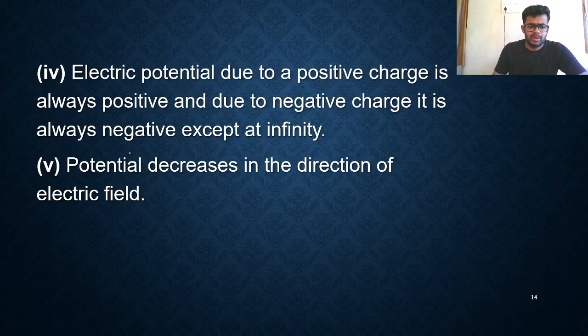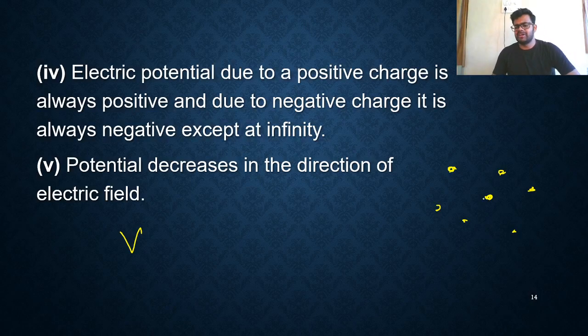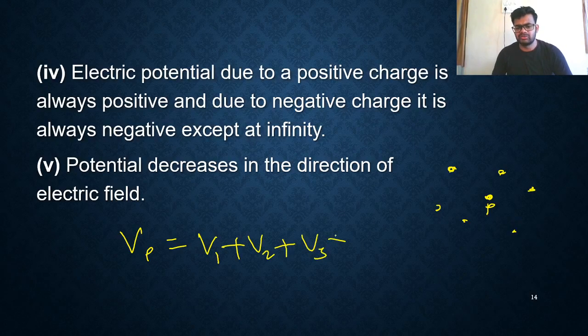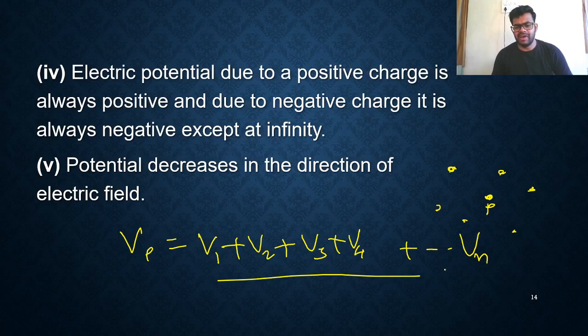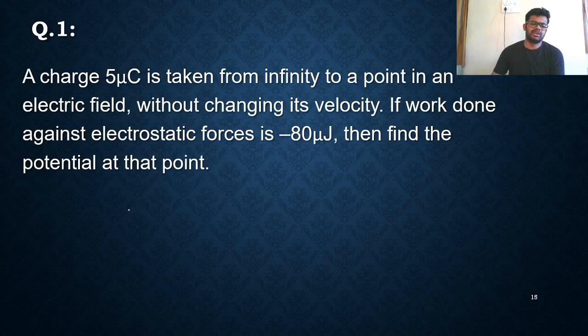Next, potential is a scalar quantity, so we can add it directly. Let's say I have a system of particles, 1, 2, 3, 4, 5, 6, and this is some point P. At point P, the potential due to all will be added: V1 plus V2 plus V3 plus V4, up to Vn. If the charge is positive, I write the potential positive; if the charge is negative, I write the potential negative. Simply add algebraically. That's all. Now let us discuss some basic questions, my dear friends.